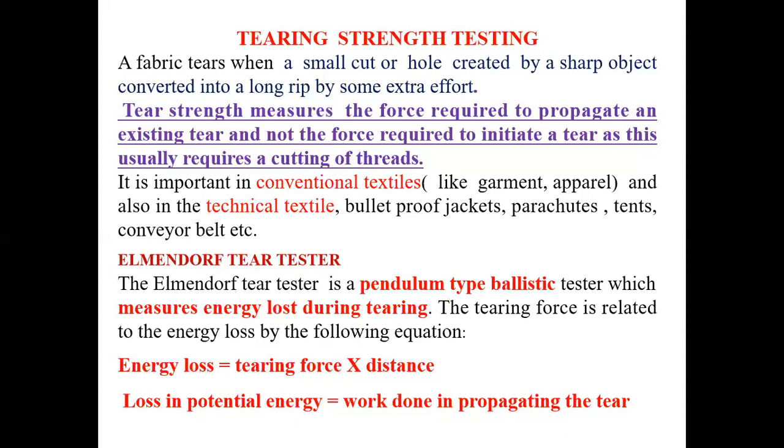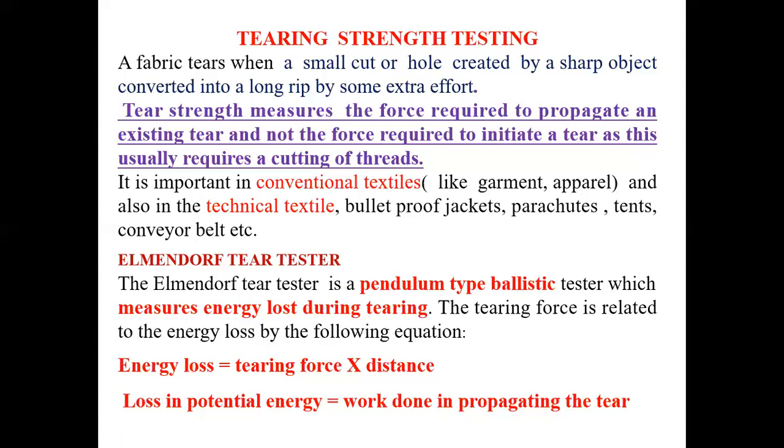Now let us see what is the basic principle of the Elmendorf tear tester. When a pendulum is moving down from a certain height, it will lose its energy, right? It will lose its gravitational energy, or you can say it loses its potential energy. Now, this certain amount of energy that is lost by the pendulum will be used up in tearing the specimen.